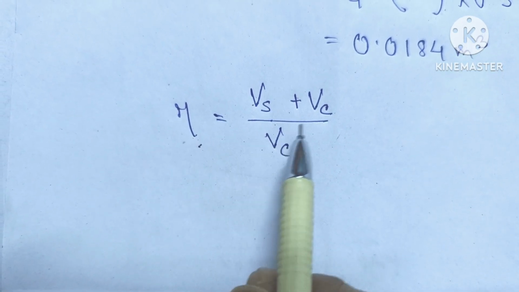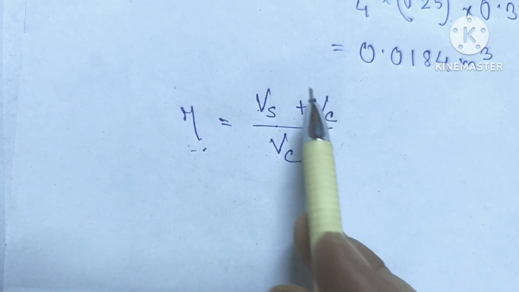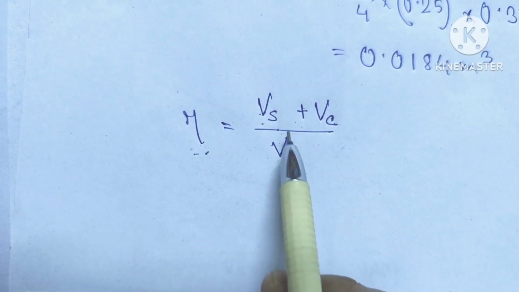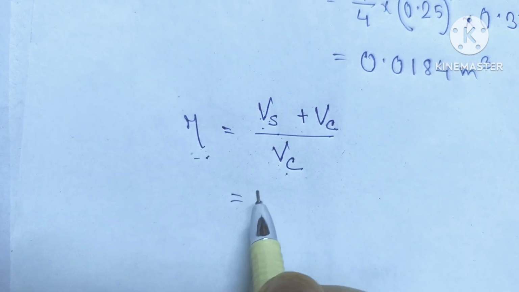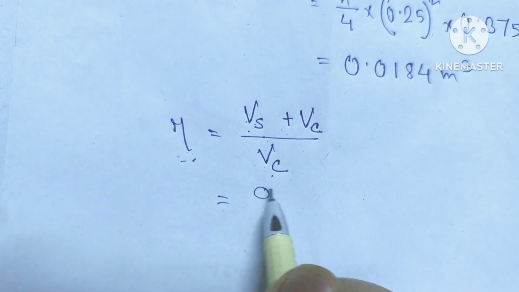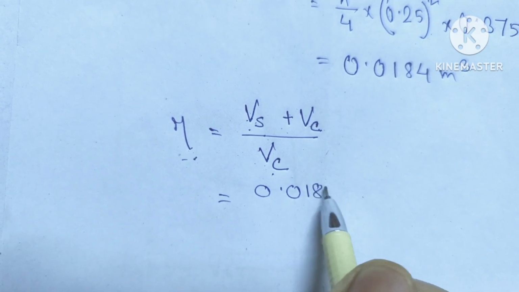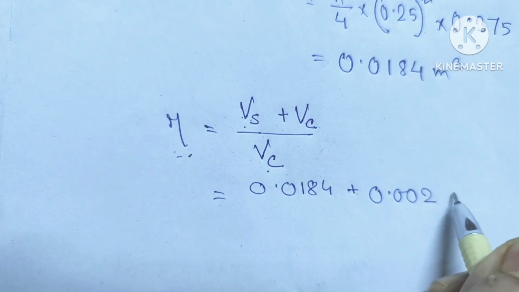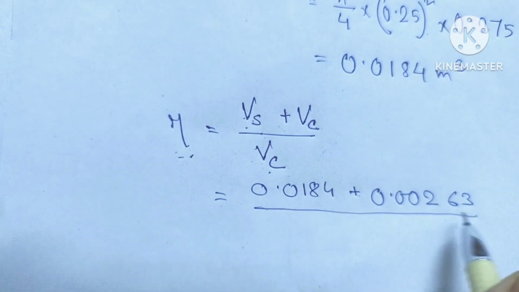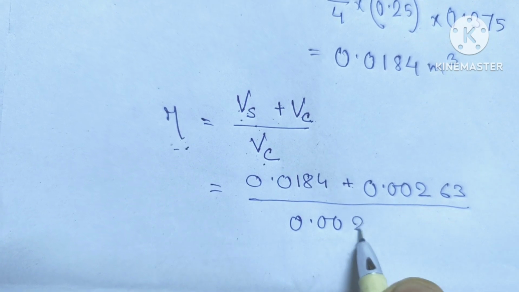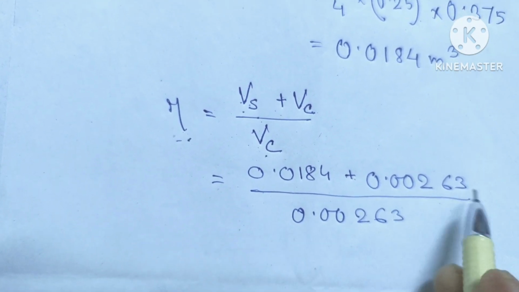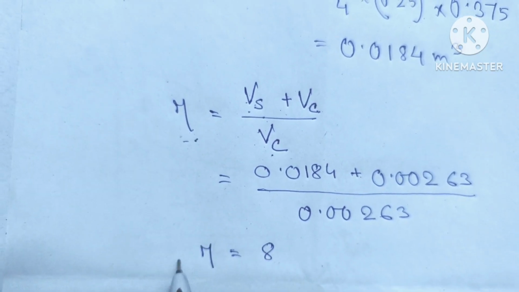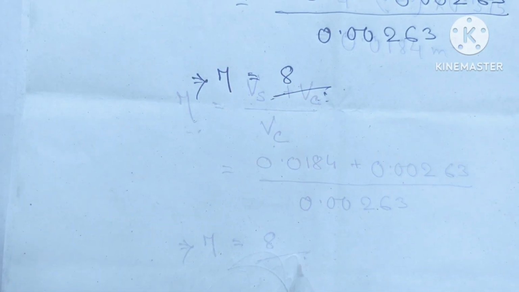Now we need to calculate the value of compression ratio by using this formula: swept volume plus clearance volume by clearance volume, and we know both the data. So Vs, we have just calculated, 0.0184 plus the clearance volume 0.00263, it is given, by 0.00263, and by calculating this value you will get 8. So the value of compression ratio is 8.